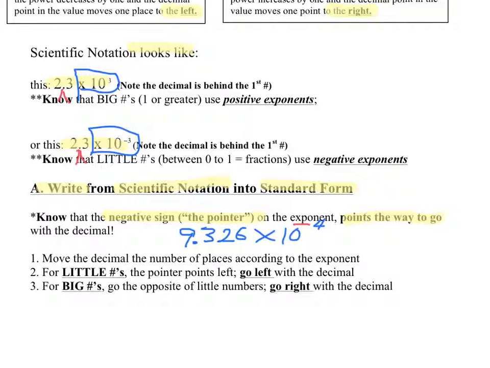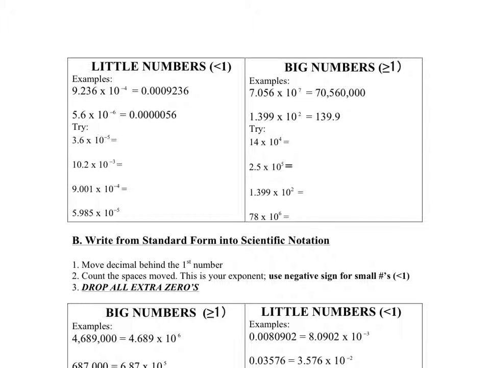So to write this number in regular form or standard form, we're going to move the decimal in this direction 4 spaces. If you look at the exponent, it tells you how far to go, and if it's a negative sign, it tells you which direction to go also. Using the same example, we will move the decimal 4 spaces to the left, 2, 3, 4, and add 3 zeros. So this would be our final answer.